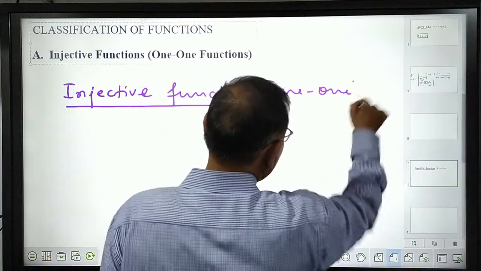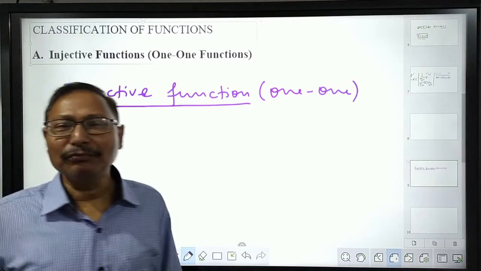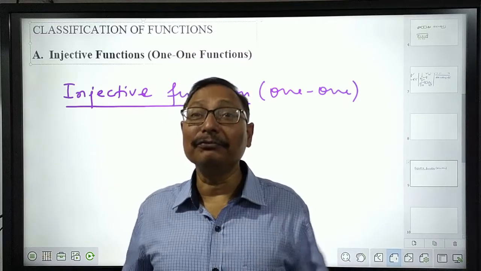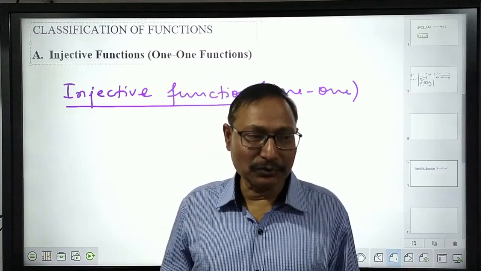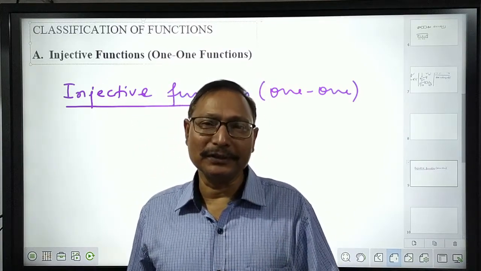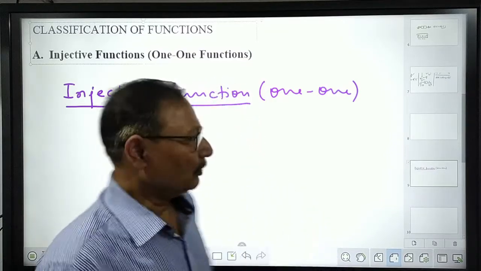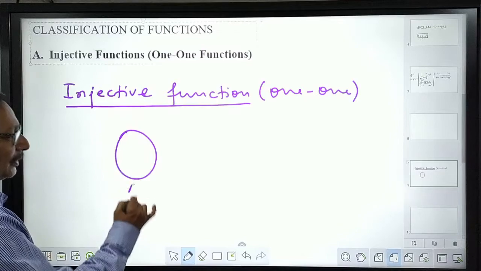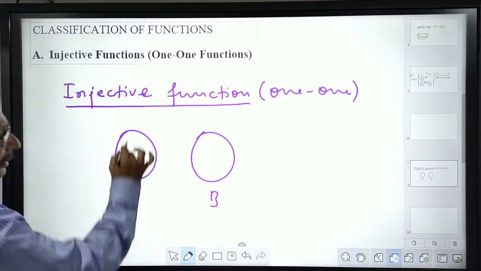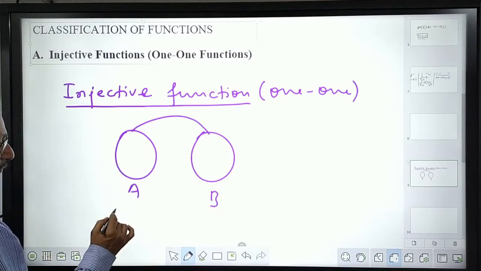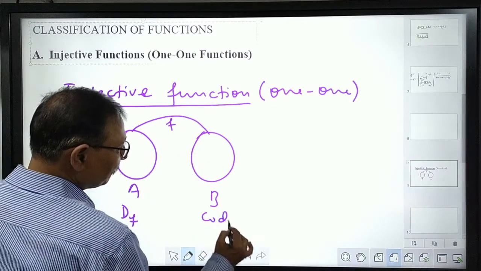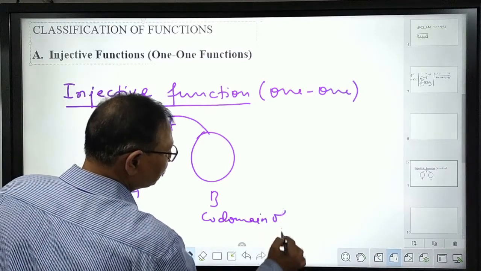As the name suggests, this is 1 to 1 pairing. If a function is such that we are getting 1 to 1 pairing, as we know, for being a function, each element of the first set, that is the domain, must be paired uniquely with the elements of the second set. This is called domain, and this one is called codomain. So this is the domain of the function named f, and this is the codomain of the function f.